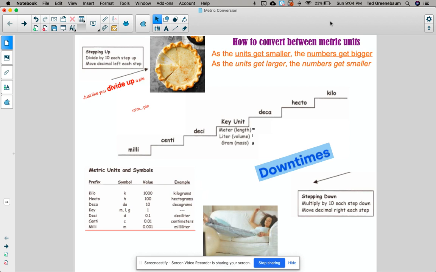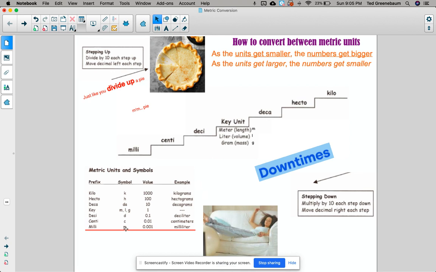This video is about how to convert between metric units. Here's the 7-step metric staircase. Draw one in your notebook. 7 steps. Label each step with the abbreviation.